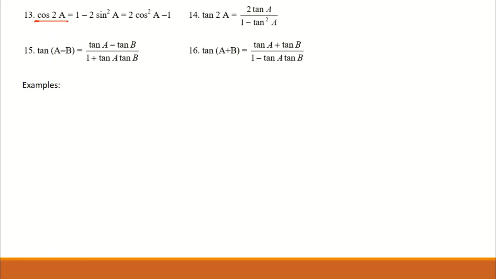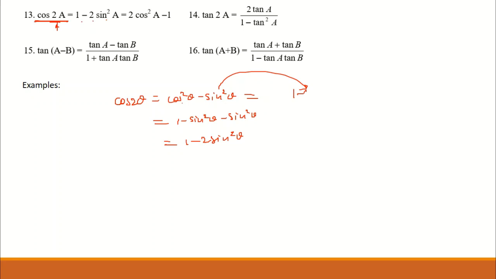We have some formulas of cos 2A as well. Cos 2 theta is 1 minus 2 sin square theta, or 2 cos square theta minus 1. Cos 2 theta can be written as cos square theta minus sin square theta, and cos square theta can further be written as 1 minus sin square theta. So we can write it as 1 minus 2 sin square theta, or we can write sin square theta as 1 minus cos square theta. Hence we can write it as 2 cos square theta minus 1.